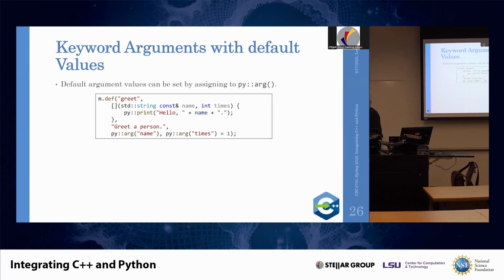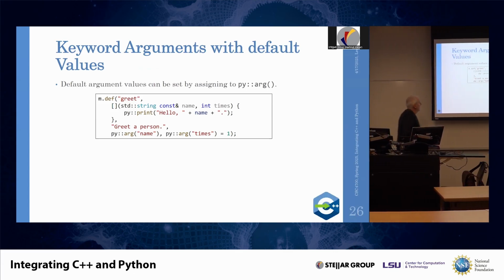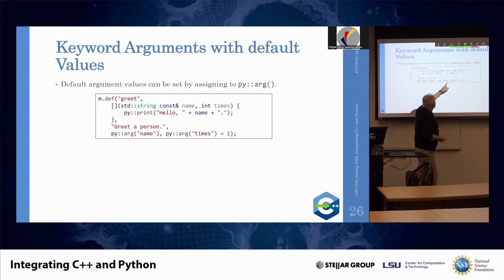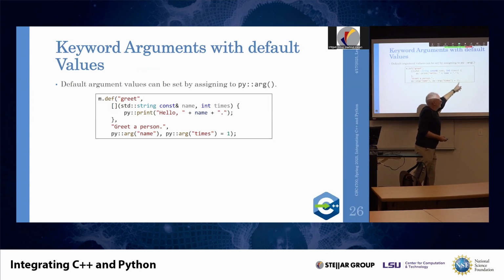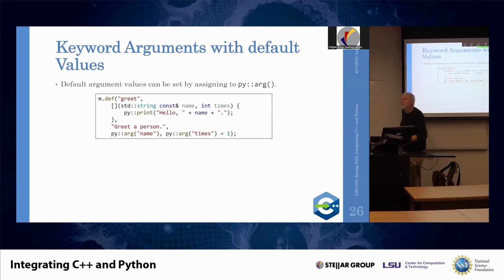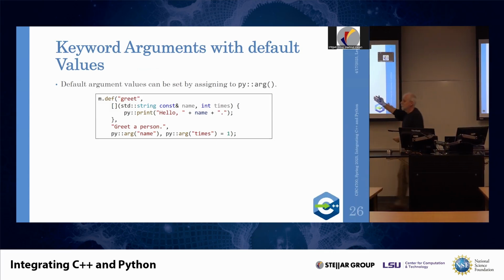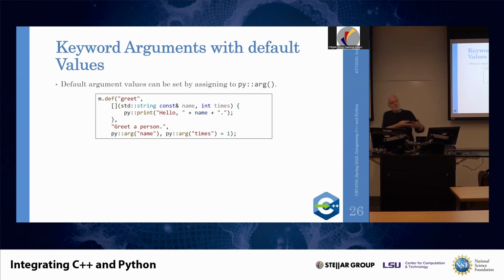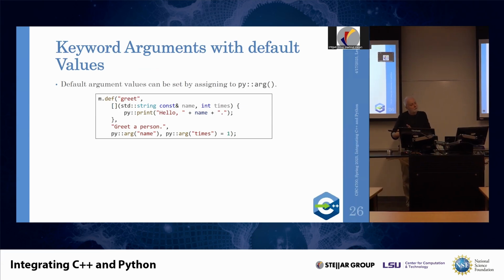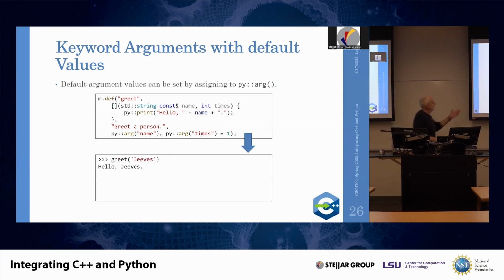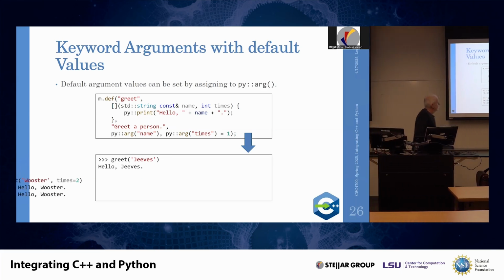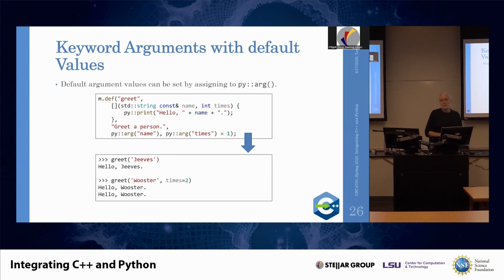Sometimes I want to have default arguments. Well, you can do that as well. The easiest way to do that is just, in this case, I have two arguments, name and times, and I just assign one to the py::arg and tell it, okay, if the times is not given, just use one as its argument. Straightforward. And that exposes the mechanics to the Python side of things, so I can directly use that. As here, so when I call it without the second argument, it just calls hello Jeeves, and if I tell it to greet Wooster twice, it will do that.